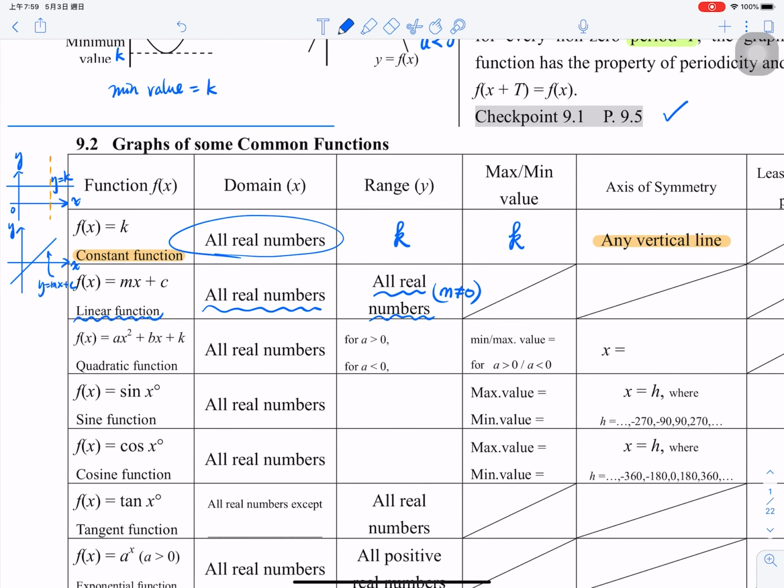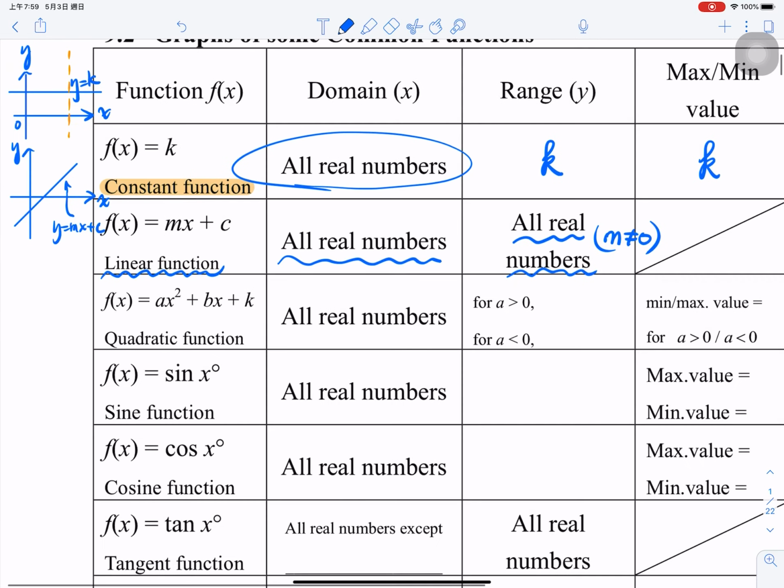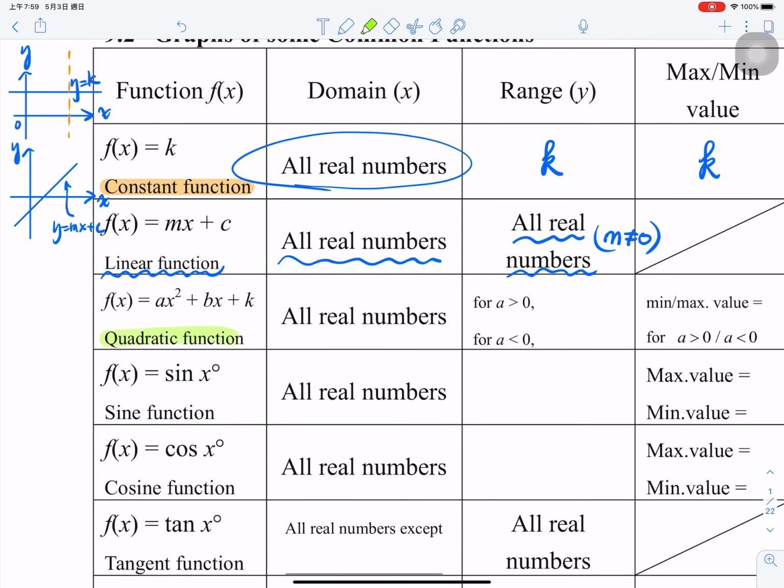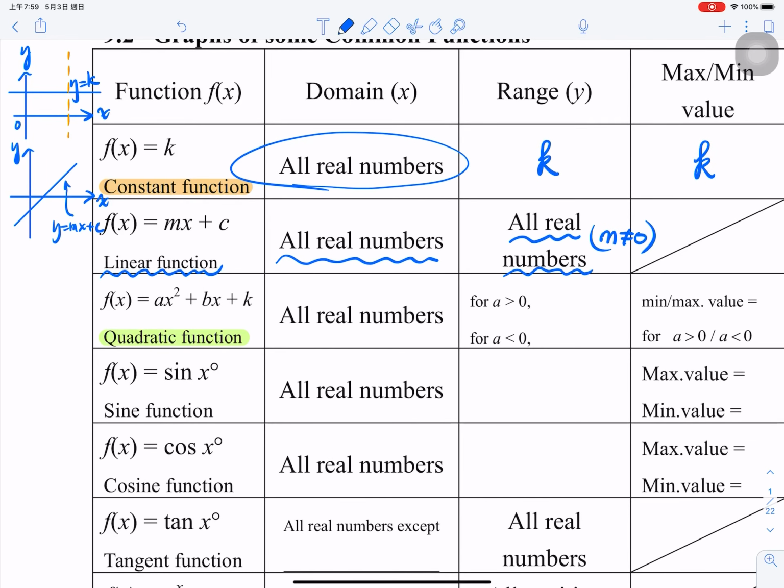Let's see the third one, quadratic function. Do you remember quadratic function? Yeah, this one. Actually, we can separate it into two different kinds. One opens upward, a greater than 0, where y equals ax squared plus bx plus c. One opens downward, and this one has a smaller than 0, right? Good. So the domain of x is all real numbers again.